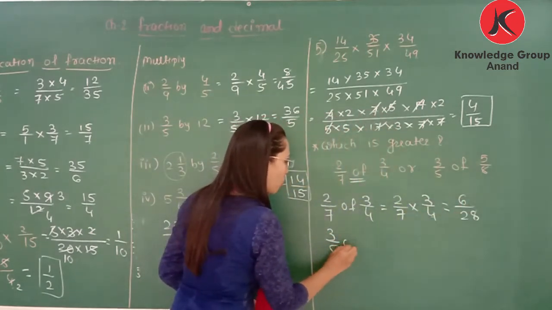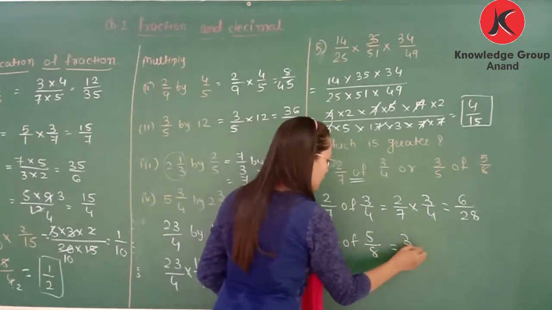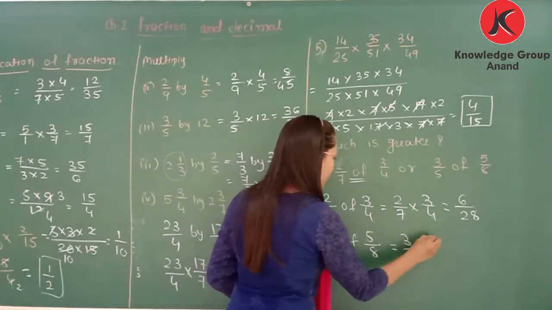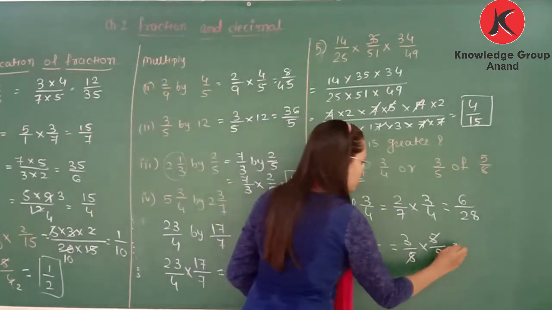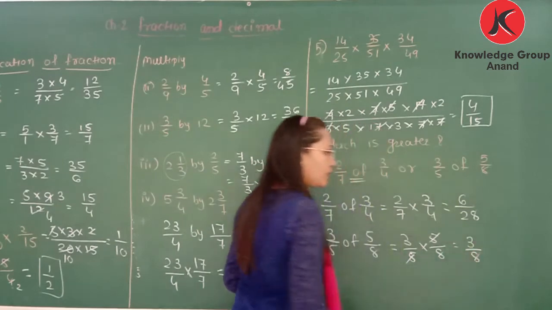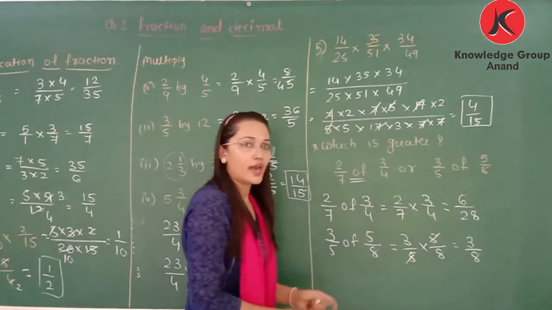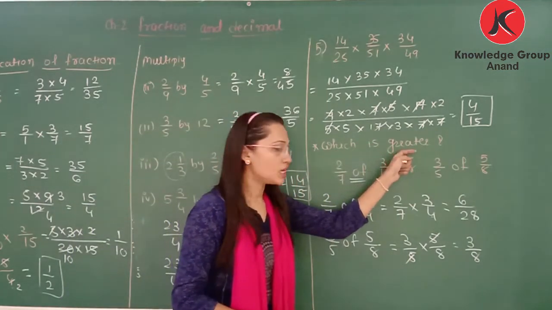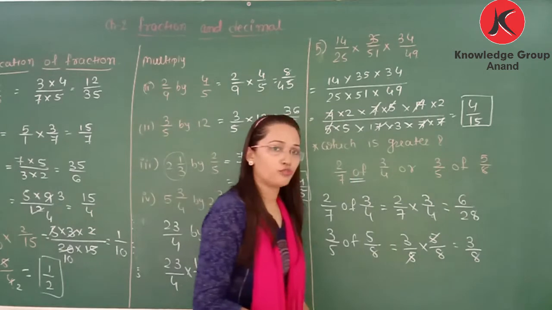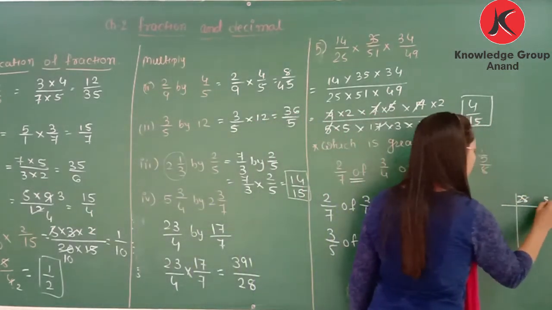3 by 5 of 5 by 8. So that is 3 by 5 multiply 5 by 8. You can cut the common factor. So it is 3 by 8. Now here you need to compare 6 by 28 and 3 by 8. As it is a comparison, because we need to find which one is greater, here you need to take the LCM of 28 and 8. Let's take the LCM of 28 and 8.